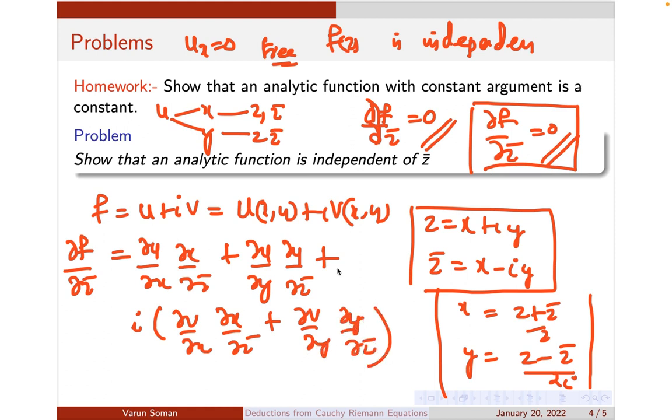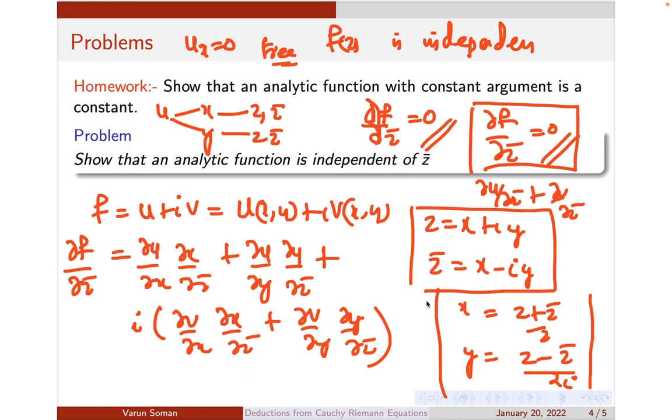I hope it is clear, because when you take ∂f/∂z̄, you will have to take ∂u/∂z̄ plus i ∂v/∂z̄. So what is ∂u/∂z̄? u is a function of x and y, and each of x and y is a function of z̄, so it will be ∂u/∂x into ∂x/∂z̄ plus ∂u/∂y into ∂y/∂z̄. Again, ∂v/∂z̄ will be ∂v/∂x into ∂x/∂z̄ plus ∂v/∂y into ∂y/∂z̄.